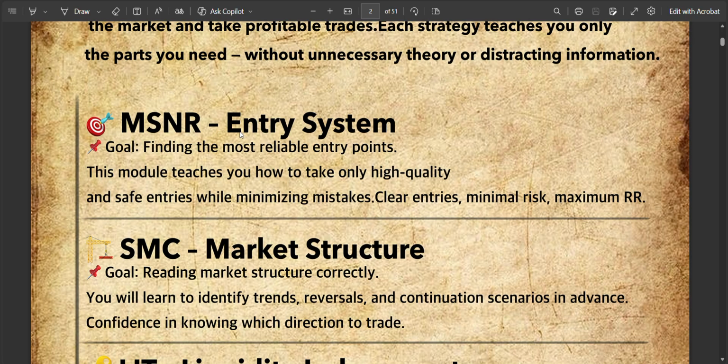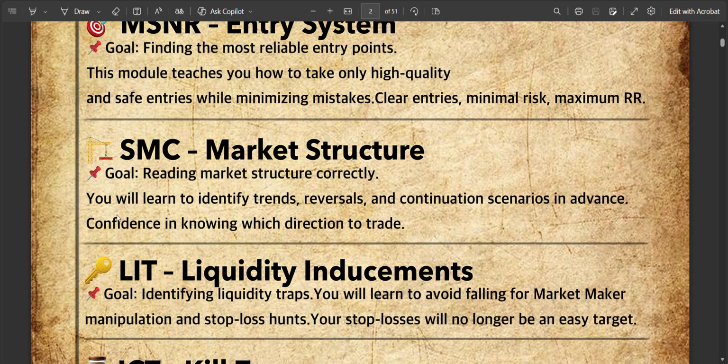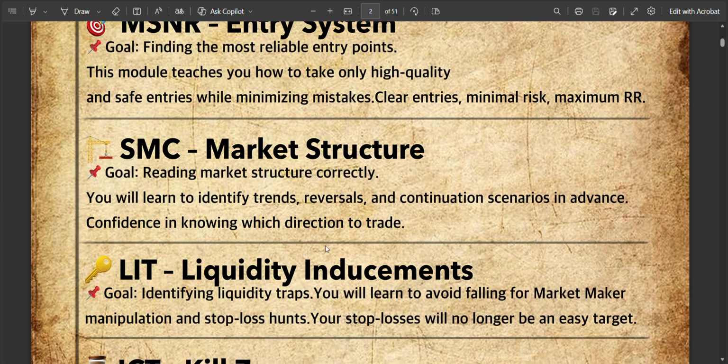MSNR is the entry system. The goal is finding the most reliable entry point. This model teaches you how to take only high quality and safe entries while minimizing mistakes. Clear entries, minimal risk, maximum risk to reward. And also SMC, market structure. The goal is to read market structure correctly. You will learn to identify trend, reversals, and continuation scenarios in advance, with confidence in knowing which direction to trade.